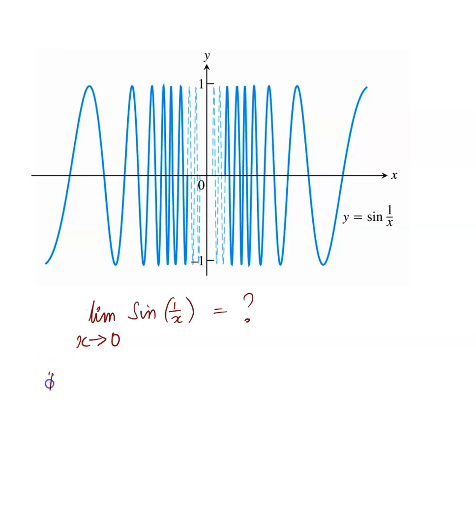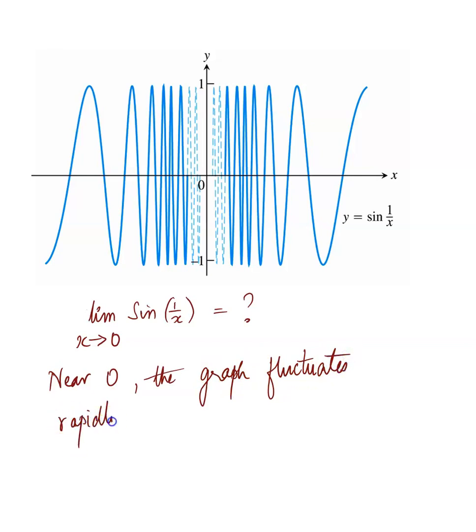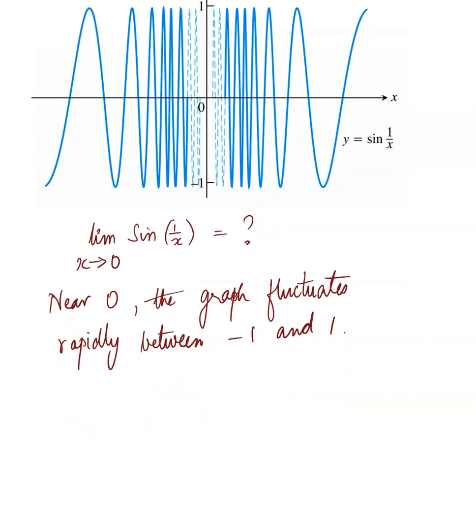So near 0, the graph fluctuates. So I'll just write that here. Near 0, the graph fluctuates rapidly between -1 and 1, isn't it? So there is no way for us to find, as x approaches 0, there's no particular L that you can come up with to see what happens as we approach 0. This implies there is no single number L, right? Because you're looking for the limit.